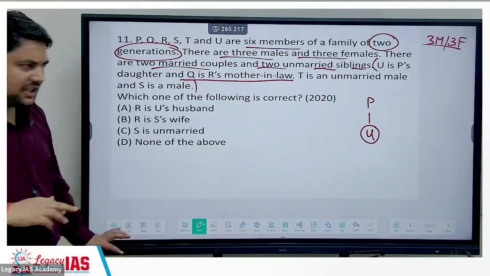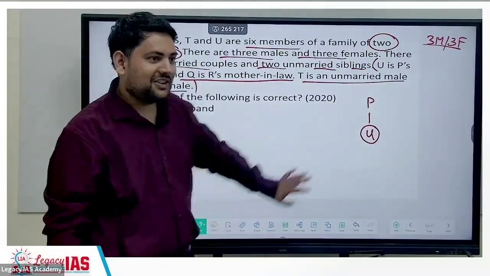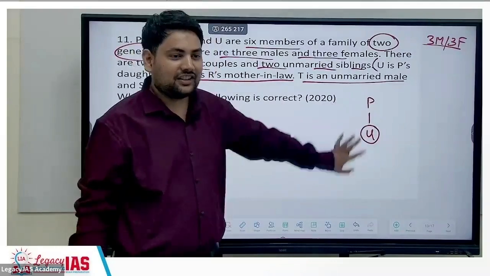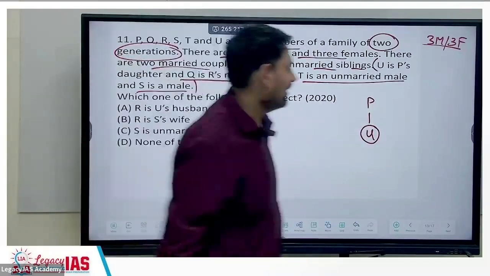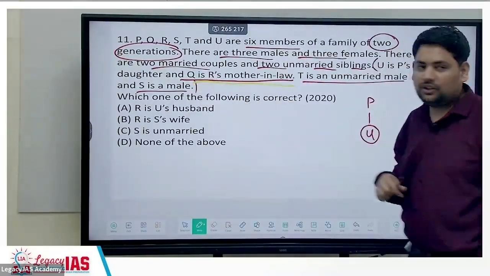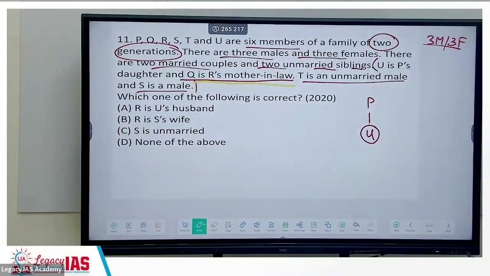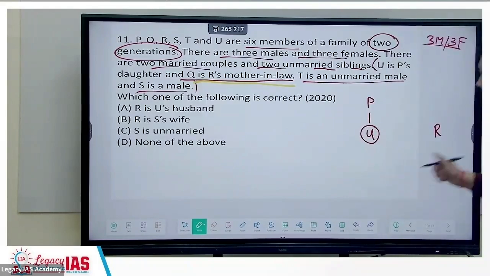Okay, let's ignore this first. T is an unmarried male and S is a male. Now, no sentences came that have a direct relation with it. So we draw the other parts we have to. Now, let's go from the start. Q is R's mother-in-law. How would you draw Q is R's mother-in-law? Understand like this. If this is R, Q is R's. Wait, this also we don't know. Q is R's mother-in-law.